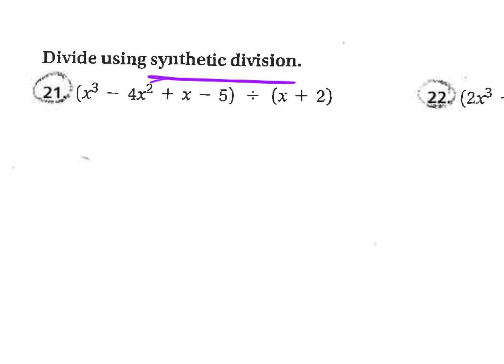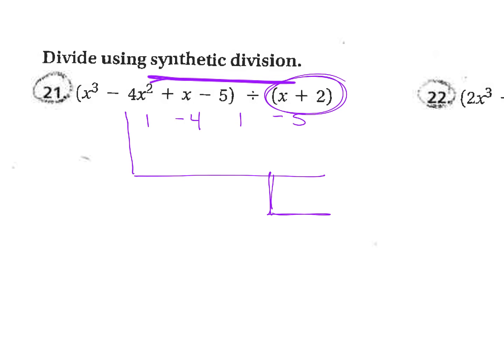Okay, so for synthetic division, you do everything backwards, right? So flip the bars upside down. This is 1, negative 4, 1, and negative 5. Here's your remainder. With synthetic division, what goes out in front? A negative 2, opposite of what it looks like, right? So a negative 2 here. Ditch the x. In long division the x sticks around. In synthetic division, we get rid of it.